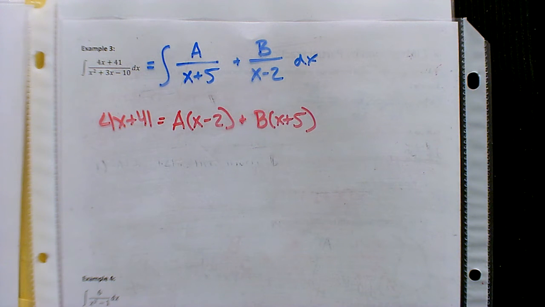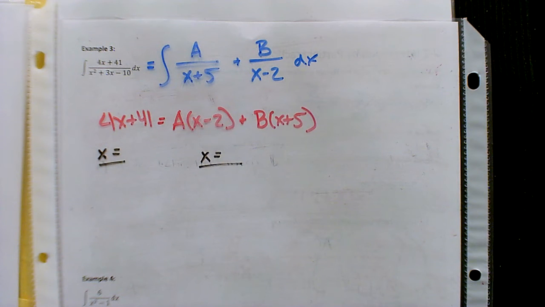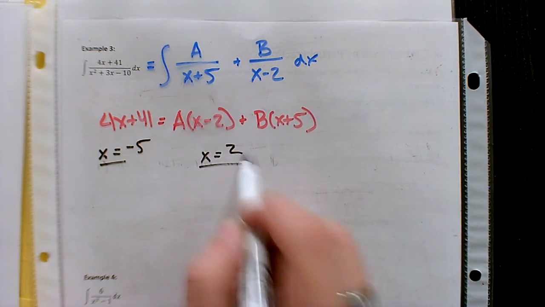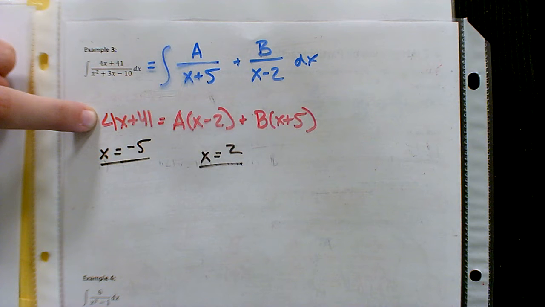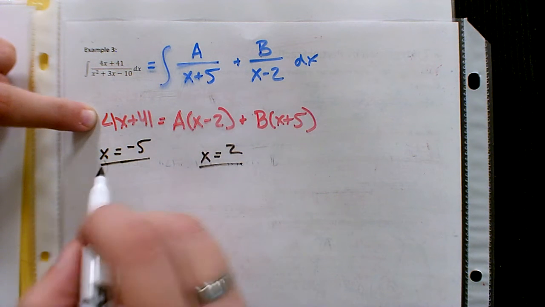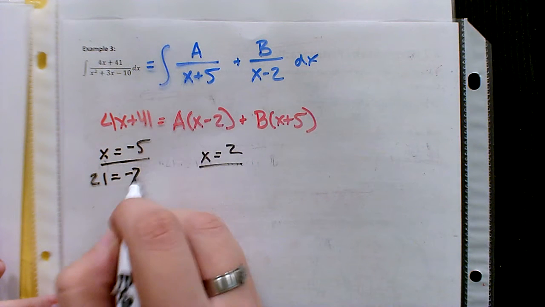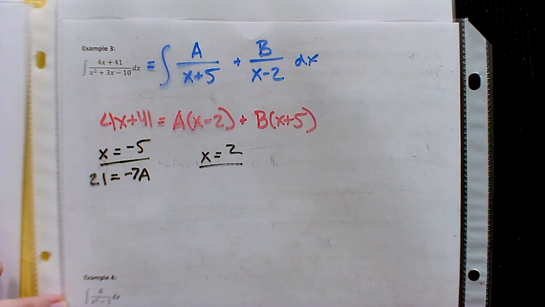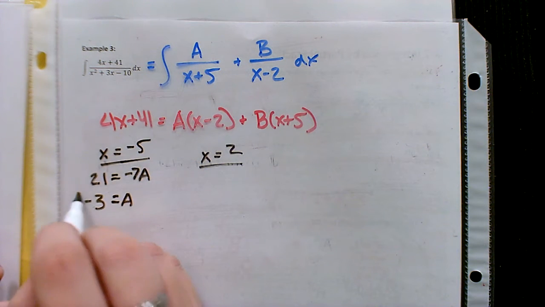So let's figure out our strategic x values to help us solve for A and B. What x value could cancel out A? What x value could cancel out B? -5 and 2. So if we plug in -5, we'd have -20 plus 41, so that'd be a 21. And then we'd have a -7A, but -5 would cancel out the B. So solving for A looks like we'll get -3.